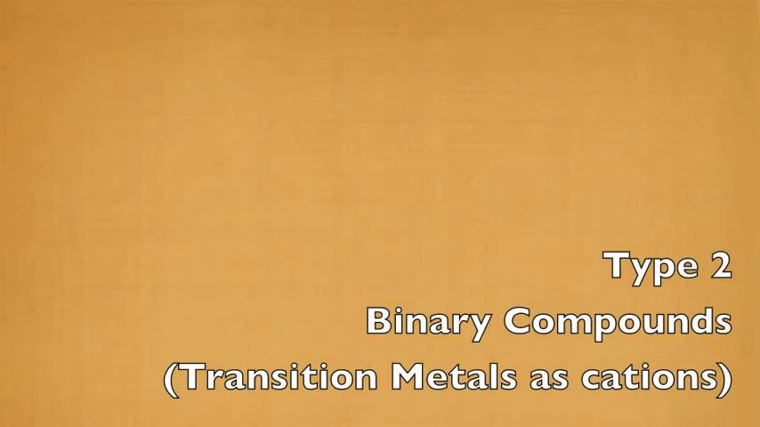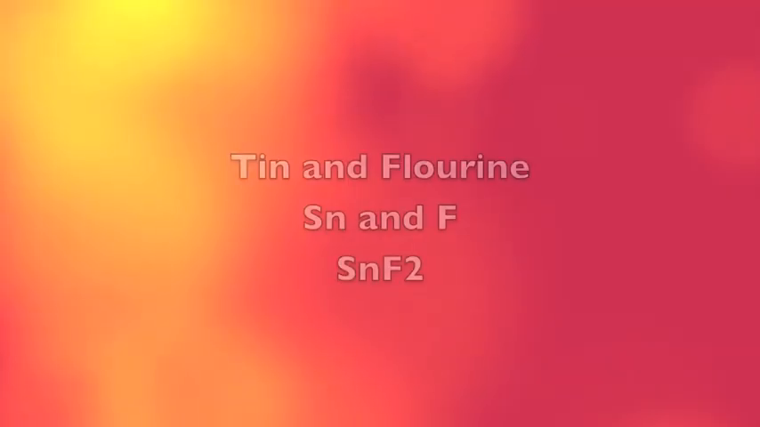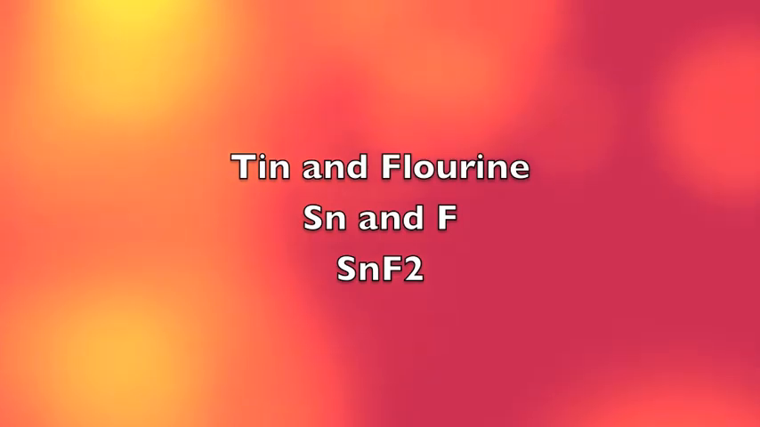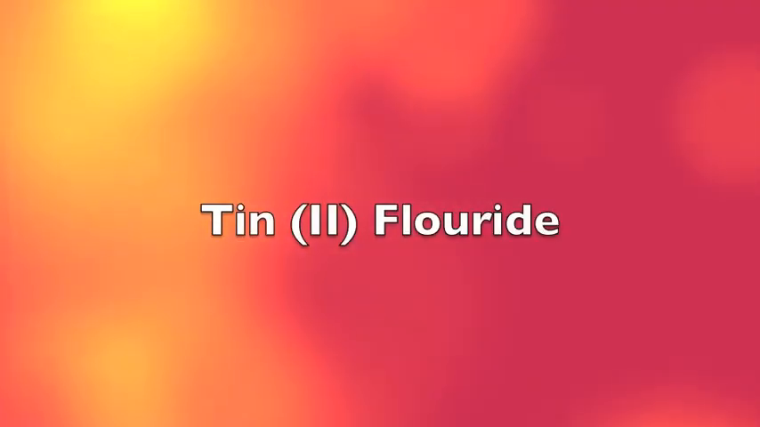There's another type of binary compound, those including transition metals as cations. With this type of bonding, you must use Roman numerals to specify the charge of the cation. Remember, the charge of each molecule must be neutral. This determines the Roman numeral. For example, tin is a transition metal with either a +2 or +3 charge. Since fluoride has a -1 charge, the compound would be tin, Roman numeral 2 in parentheses, fluoride.